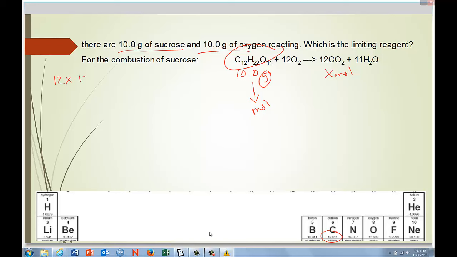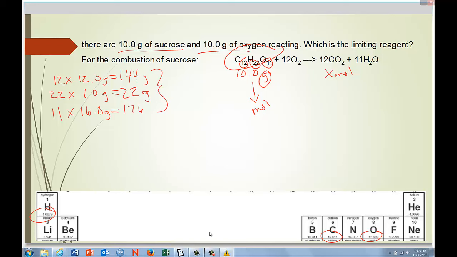So I have 12 carbons at 12.0 grams. That comes out to be 144. I have 22 hydrogens times 1 for the mass of hydrogen. So that comes out to be 22. And I have 11 oxygens, and I'm getting these numbers right here. Oxygen is 16. That comes out to be 176. We add those together, and that comes out to be 342 grams per mole. This was the carbon, this is the hydrogen, this is the oxygen.